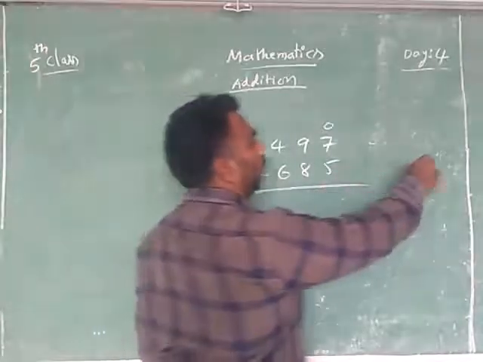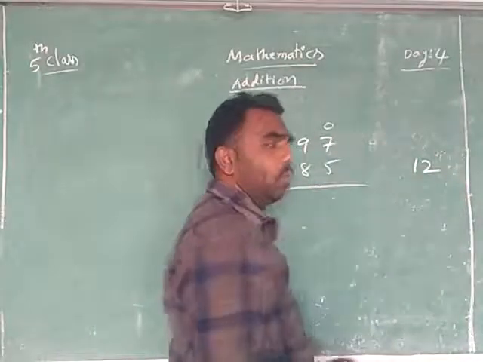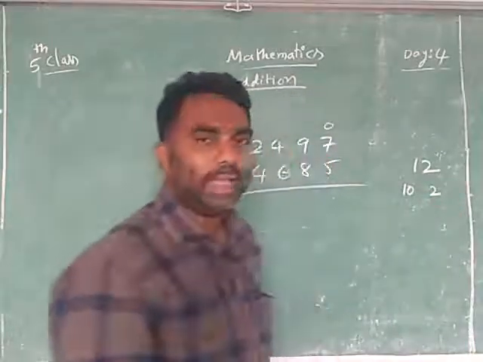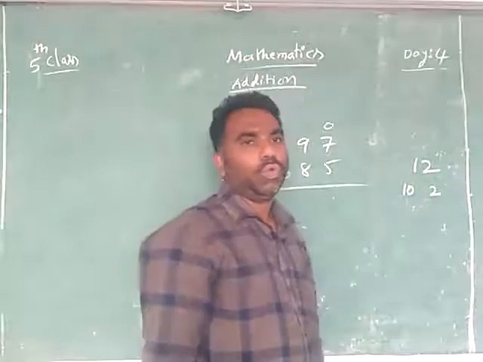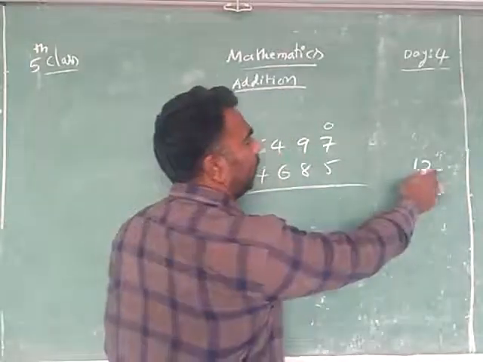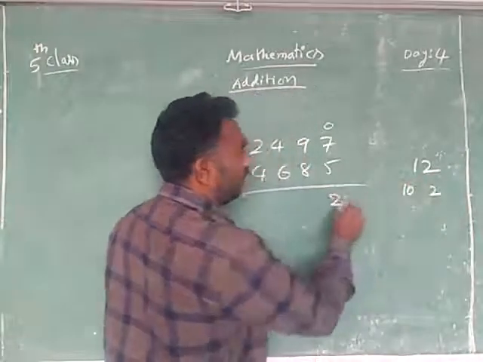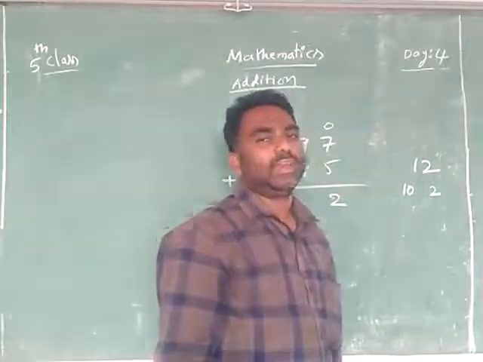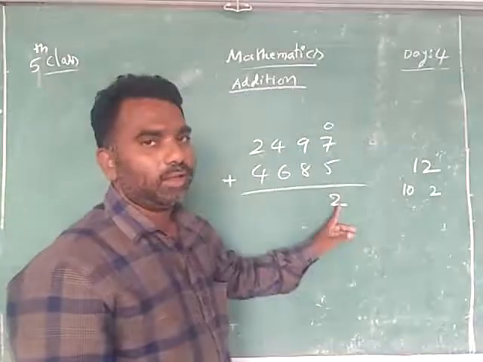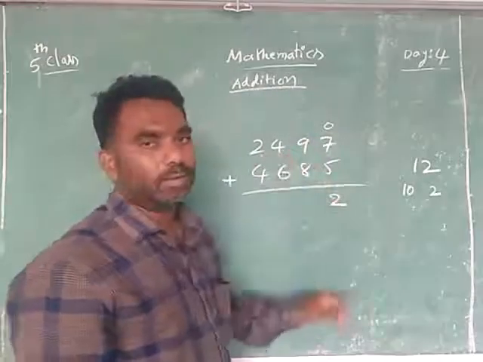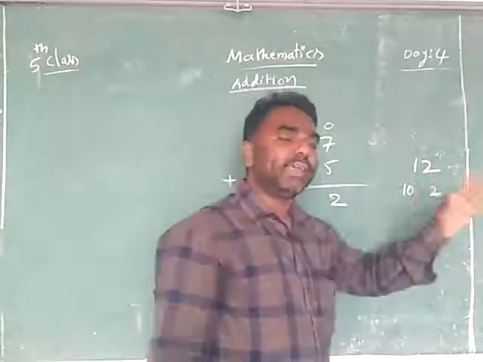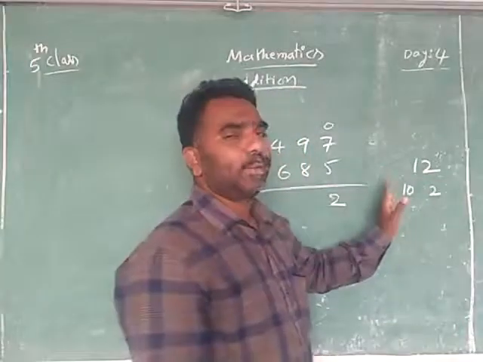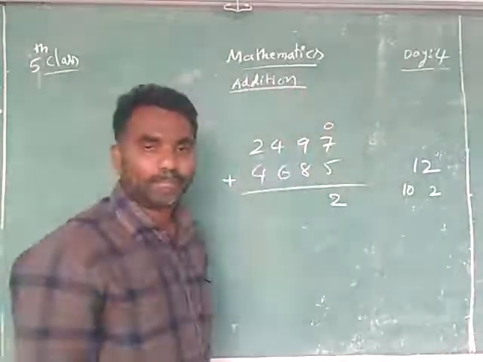What does the 12 mean? We are getting 12 here. 12 means 10 and 2. So first I will take only this 2, and write 2 in the ones place. And how much is left here? 10. You are writing 1 here, but actually it is 10. You got 12, so 2 you keep here, and 10 we separate and send here.